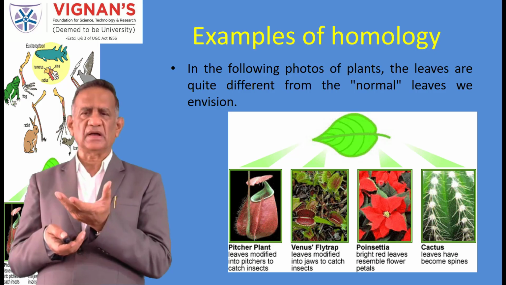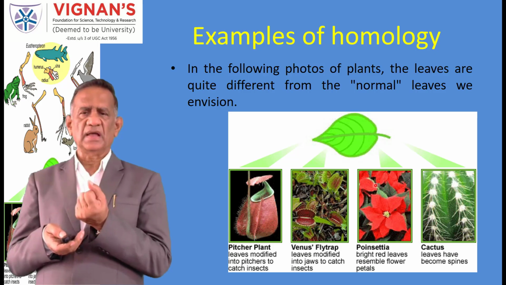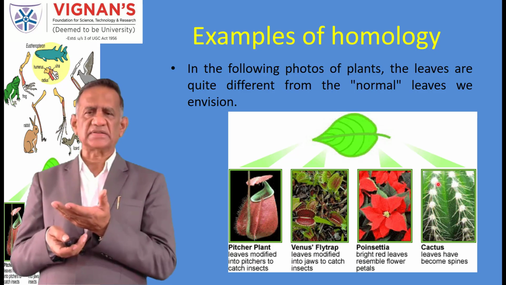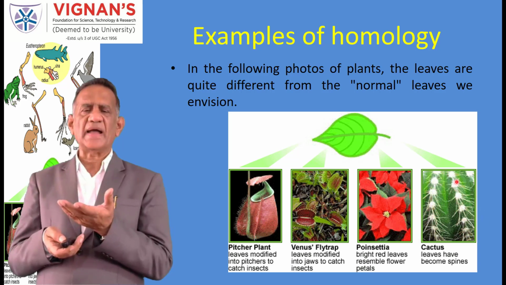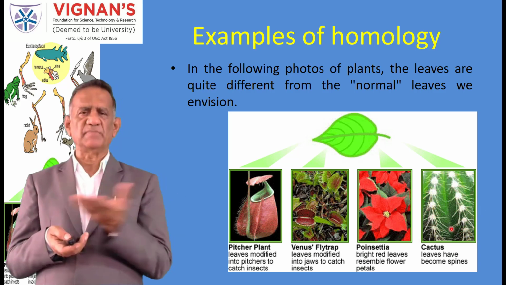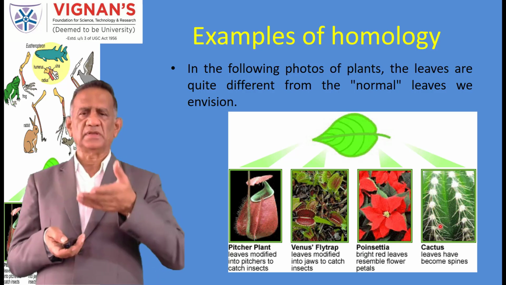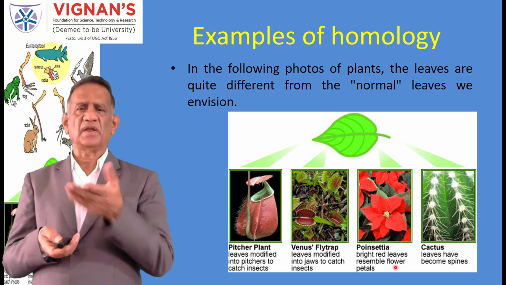And the other one has bright red leaves, and it looks like a flower, but it's a leaf. The last one is cactus. Leaves have become spines. So these are all leaves only, basically, but they have their origin from one type of homologous structure.